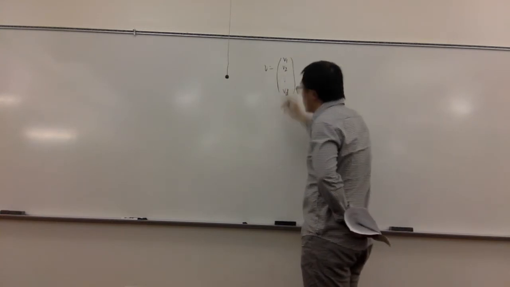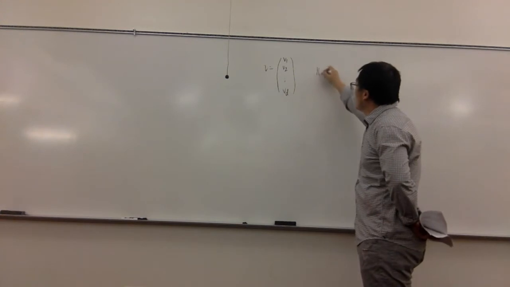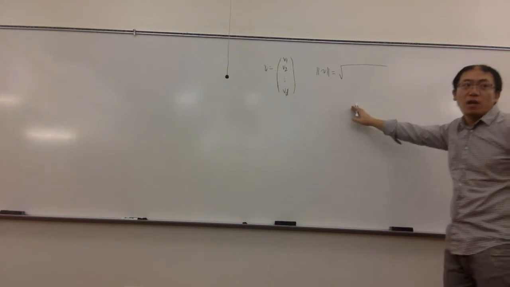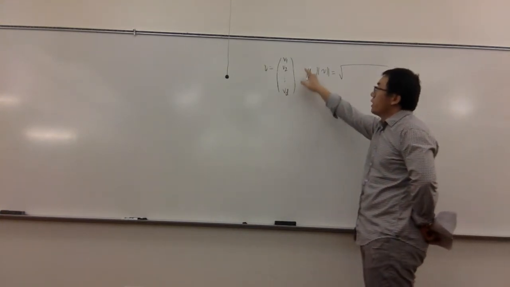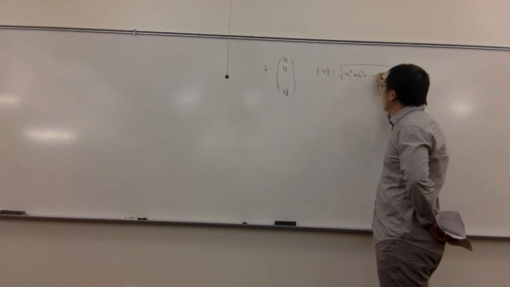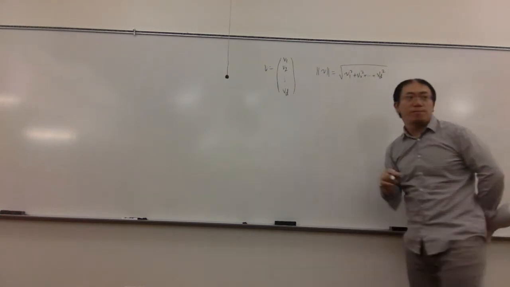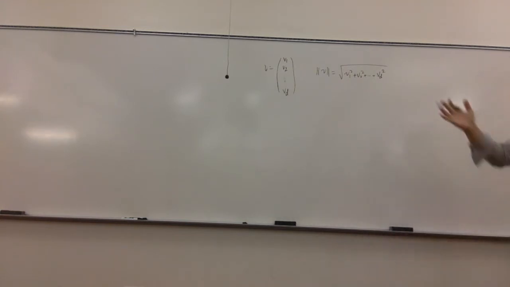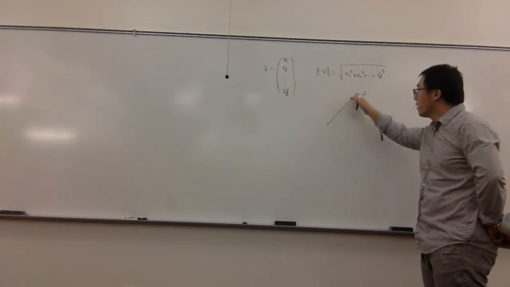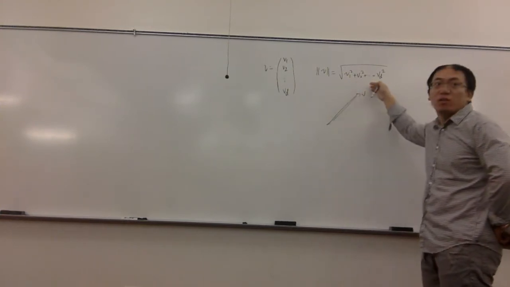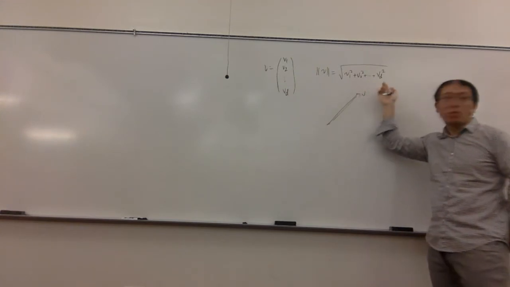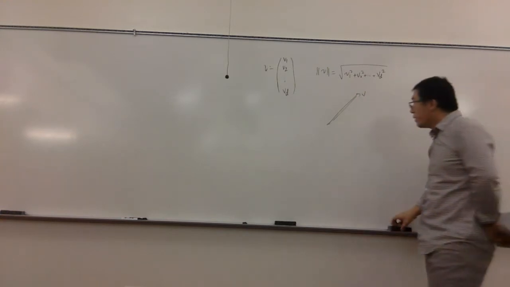The Euclidean norm of V is computed as the square root of the sum of the squares of each element in V. So it's V1 squared plus V2 squared, dot dot dot, plus Vd squared. It is quite intuitive. So this is V, and you can compute the length of V by calculating the square root of the sum of squares.